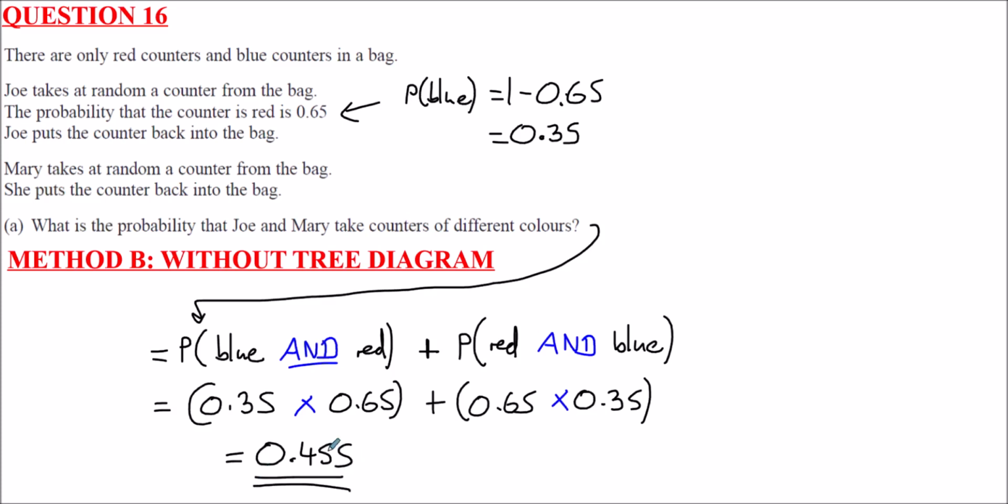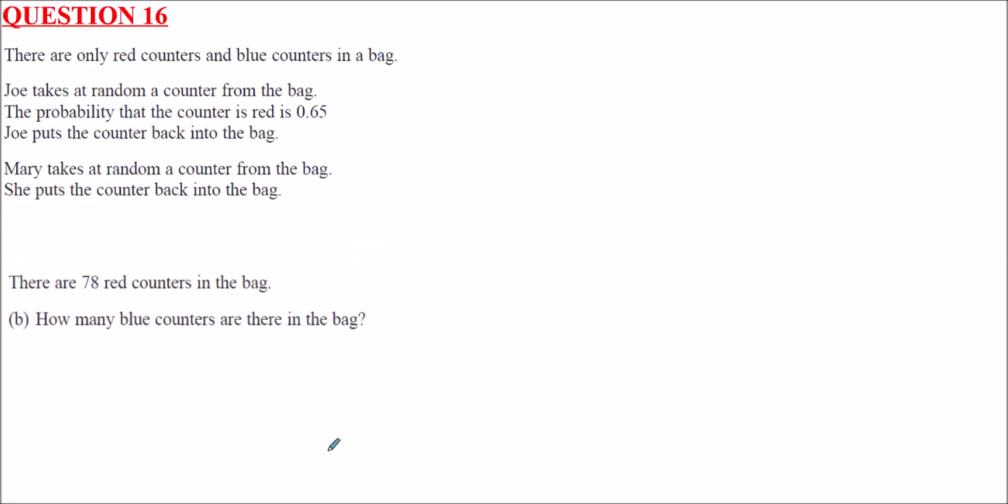Let's have a look at part B. So part B tells us that there are 78 red counters in the bag. So how many blue counters are in the bag? So let's think of it this way.